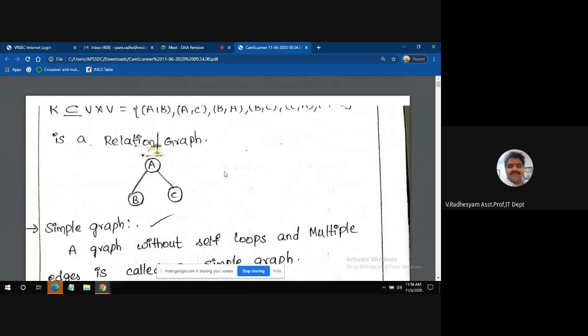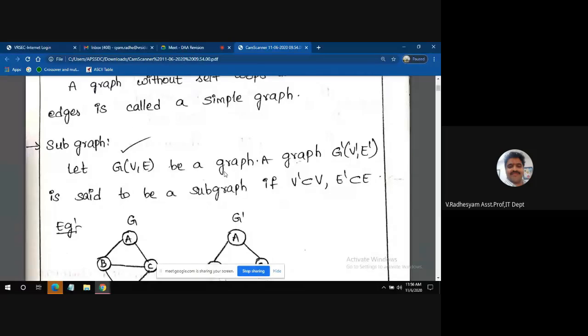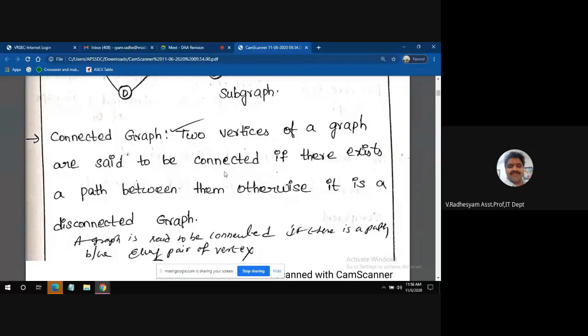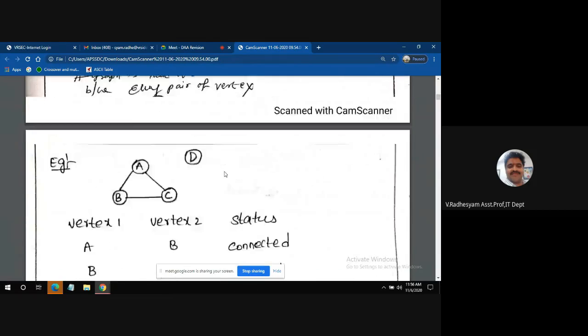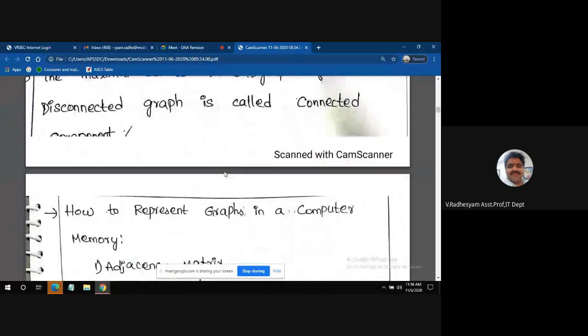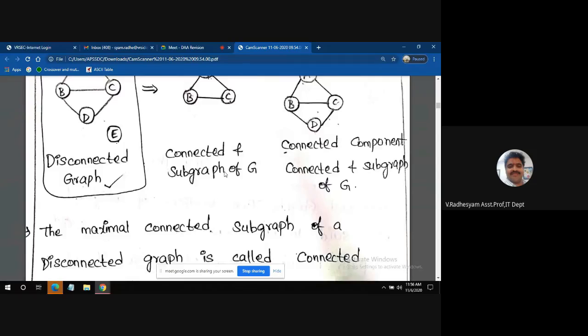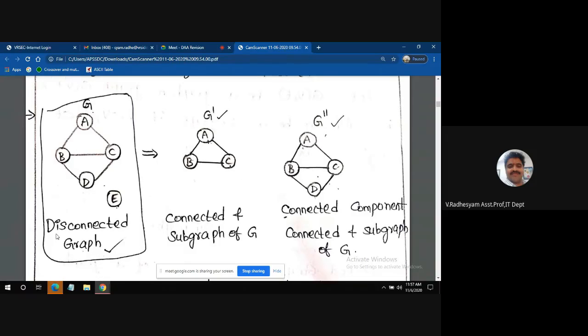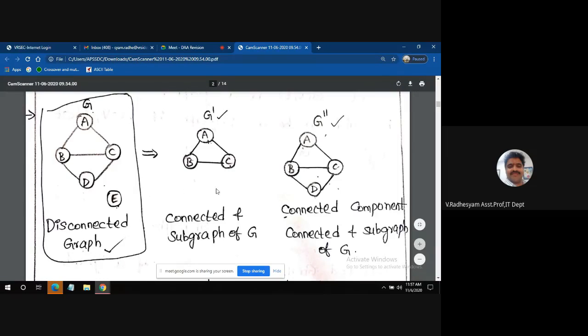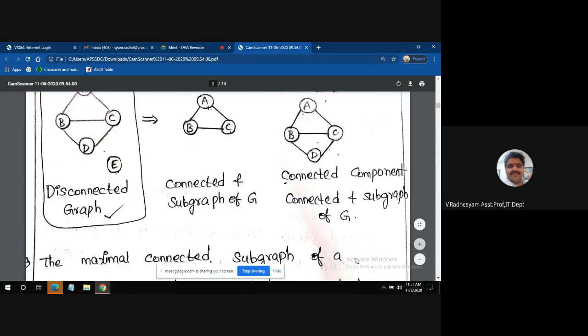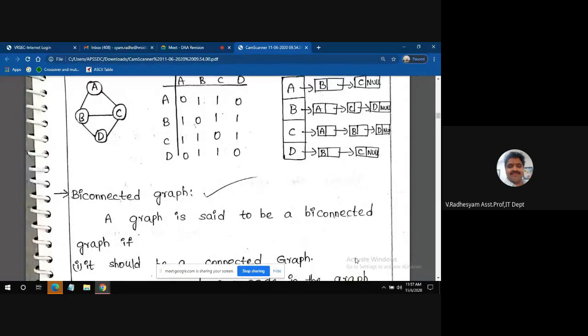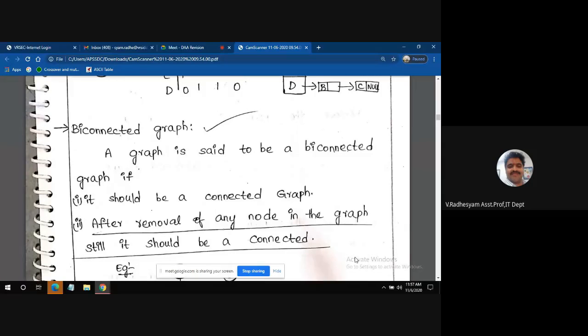Okay. So first, what is the definition of a graph? Next is a simple graph. Next is a subgraph. Next is a connected graph, and disconnected graph. And connected component. I will repeat again. This first is a disconnected graph. These two are the subgraphs of G. These two are personally connected. Among these two, G double dash is the maximal one. So that's why G double dash is called a connected component. How to represent the graphs? Next is a biconnected graph.